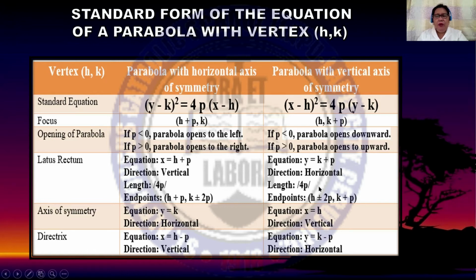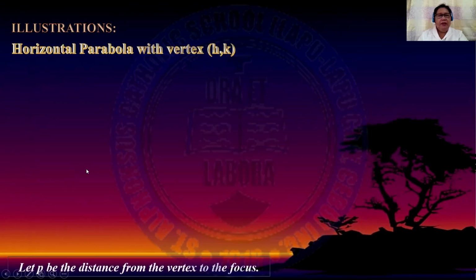The length is 4p. The endpoints of the latus rectum: we have h plus or minus 2p, and for the y-coordinate, we have k plus p. The equation of the axis of symmetry is x equals h. The direction is vertical. The equation for the directrix is y equals k minus p. The direction is horizontal.